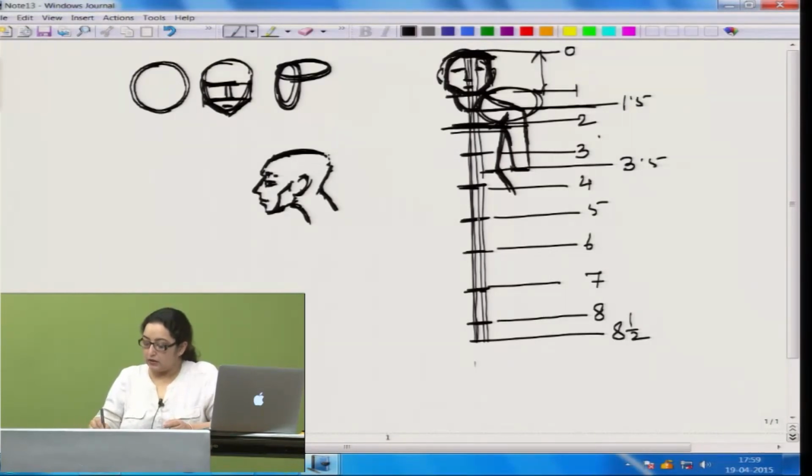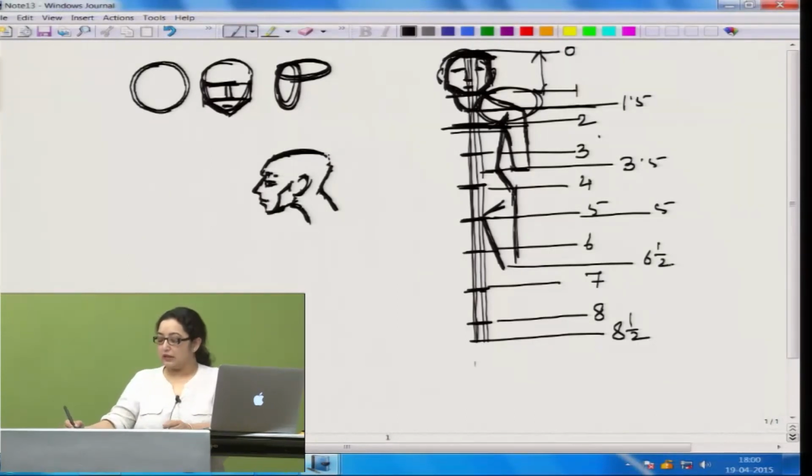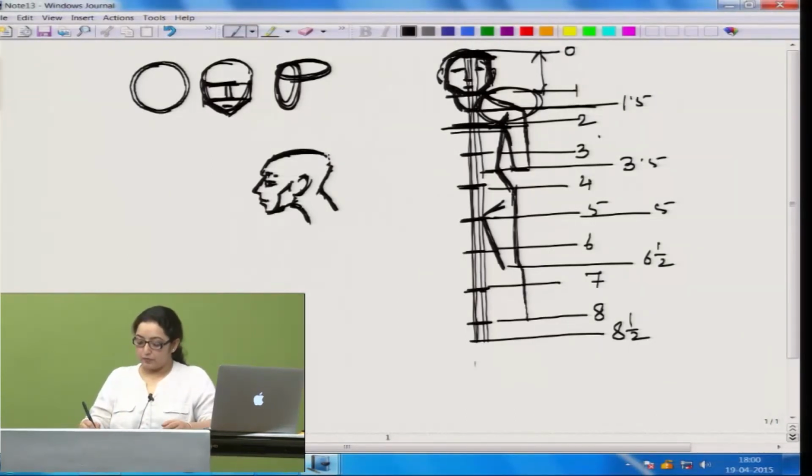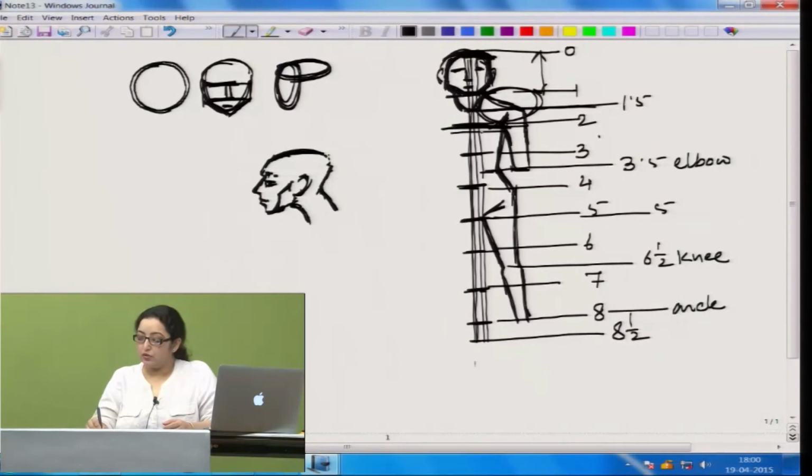And again the 0.5 is important because this is where the body will split and that is the base of the body. 6.5, let us see that is the knee joint, and then 8 is the ankle, knee, 3.5 is elbow, and that way you can always remember it, and 8.5 because of the foreshortening.